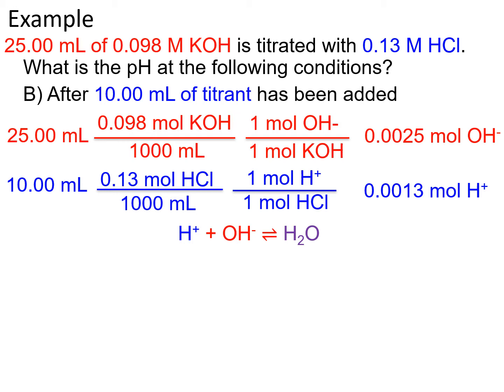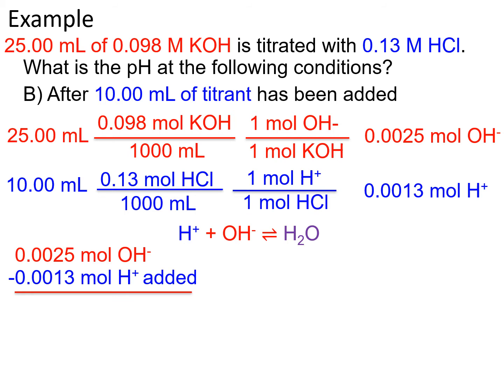So what I would do, I can see that I have an excess of OH minus, so I know that some of my OH minus is going to be lost because I've added H plus to it. I now know how much hydroxide's left over.